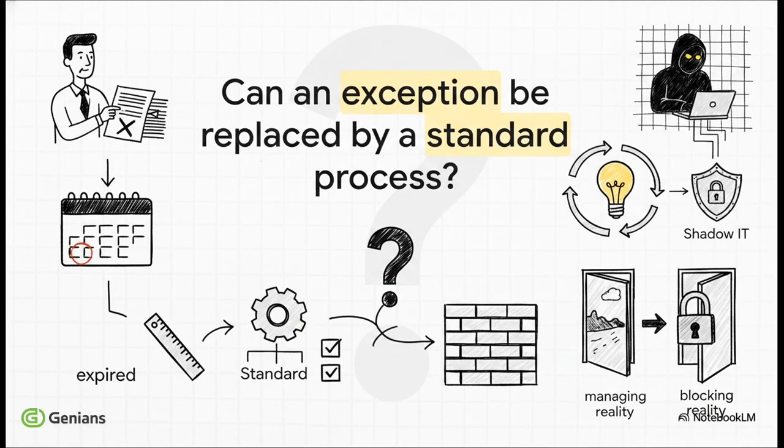As those temporary tags expire and administrators review the exceptions, a crucial question usually emerges. Does a formalized process need to replace this workaround? Shadow IT is always going to persist in dynamic environments. True security comes from reflection and adaptation. So ask yourself, is your organization managing reality, or are you just trying to block reality?